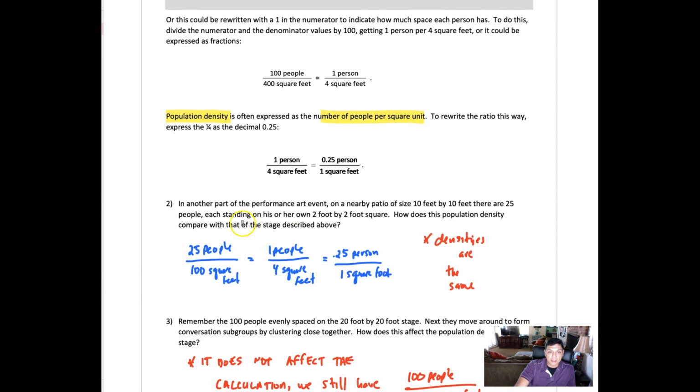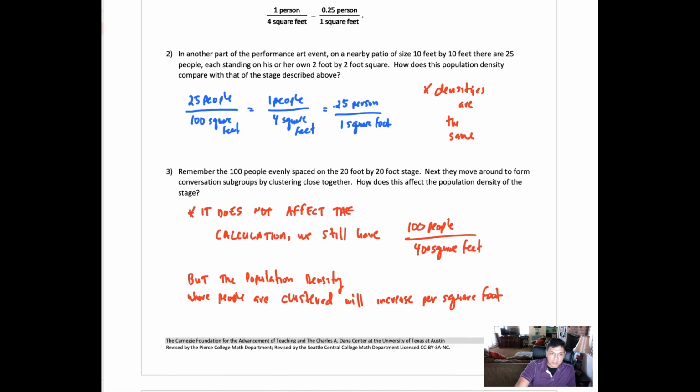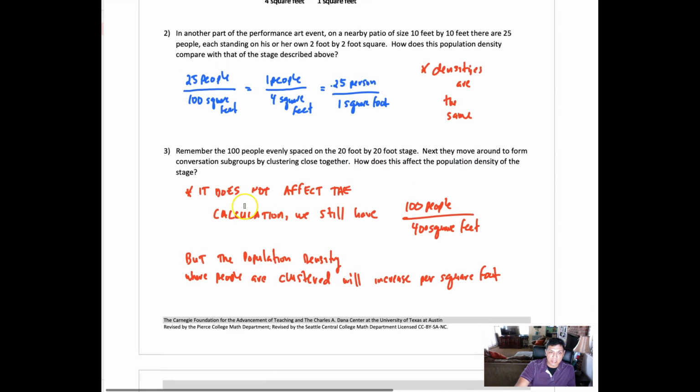And so looking at another situation here, how about a 10 by 10 with 25 people on it? 25 people per 100 square feet. Notice it simplifies into the same population density. The densities are the same in those two situations. And so if you think about that 20 by 20 square foot with 100 people on there, and they start to move together, how does this affect the population density of the stage? Technically it doesn't, because the calculation would be the same, 100 people per 400 square feet.